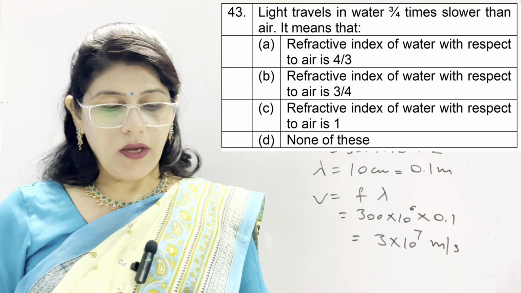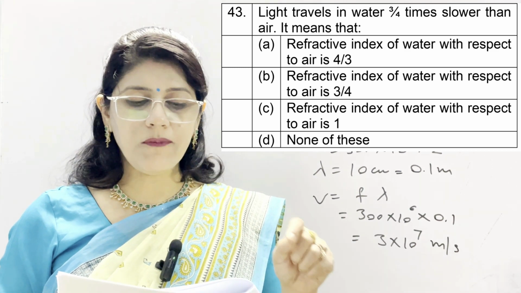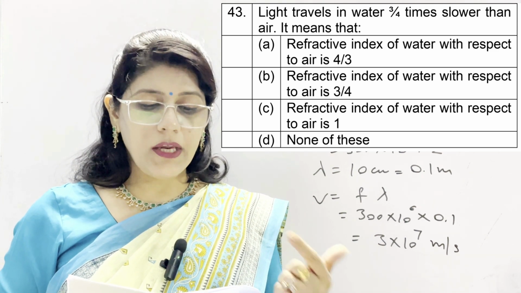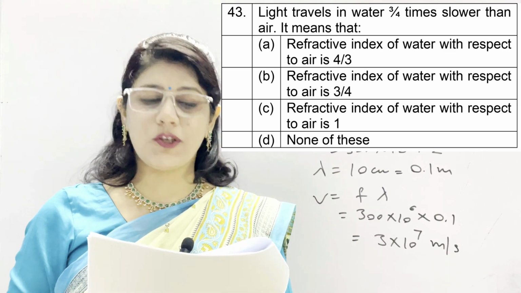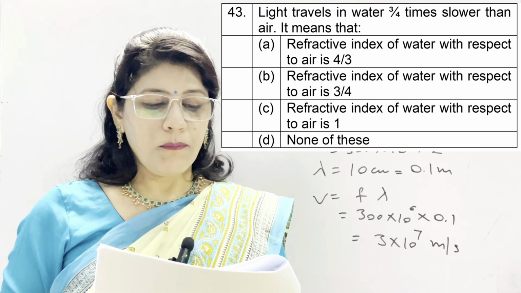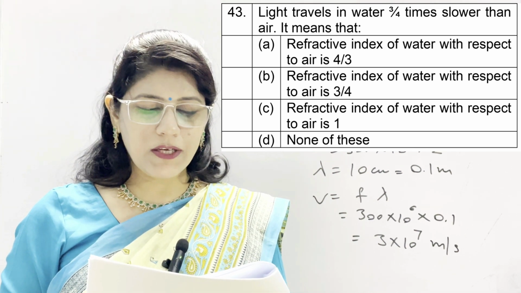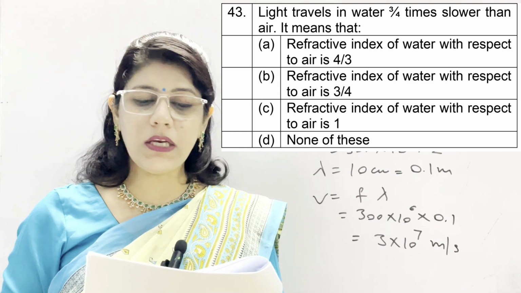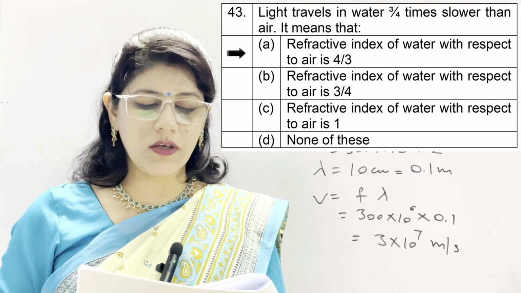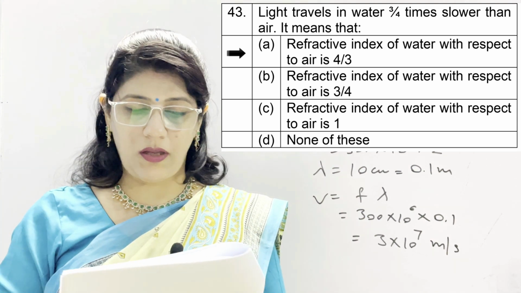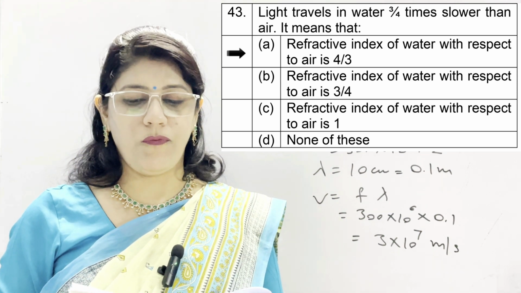Option number B is correct. In question number 43, light travels in water 3 by 4 times slower than in air. It means that option A is refractive index of water with respect to air is 4 by 3. B is refractive index of water with respect to air is 3 by 4. C is refractive index of water with respect to air is 1, and D none of these. The correct option is A, refractive index of water with respect to air is 4 by 3, because we know the principle of reversibility of the path of light.